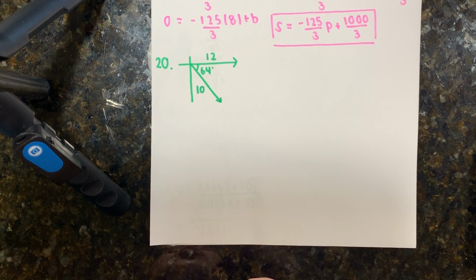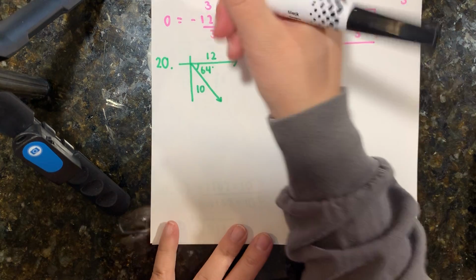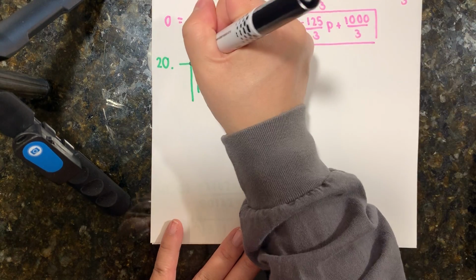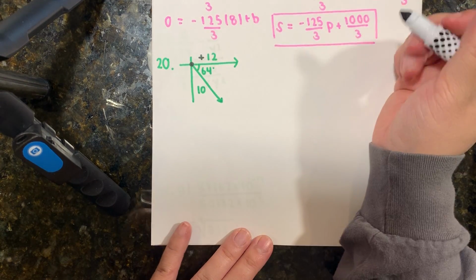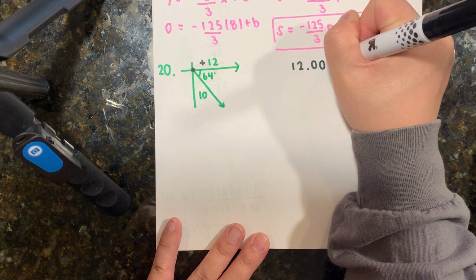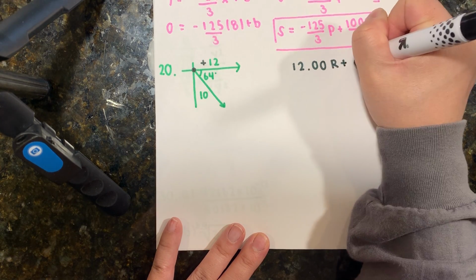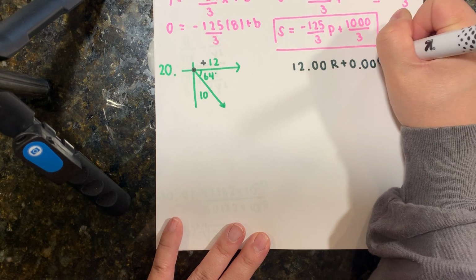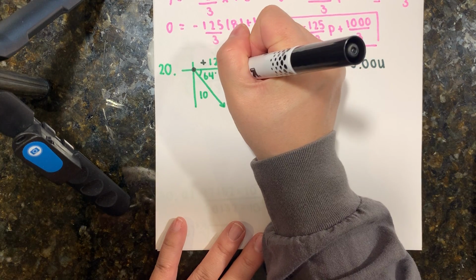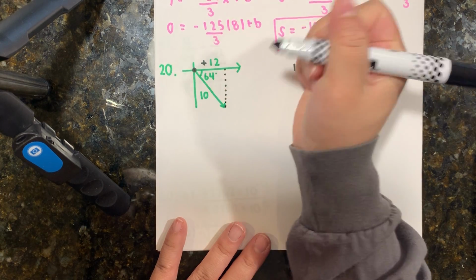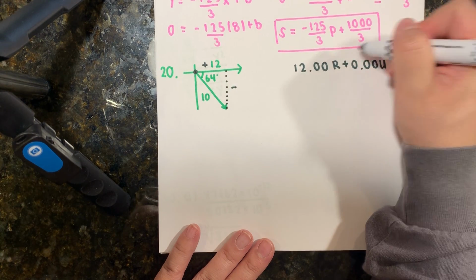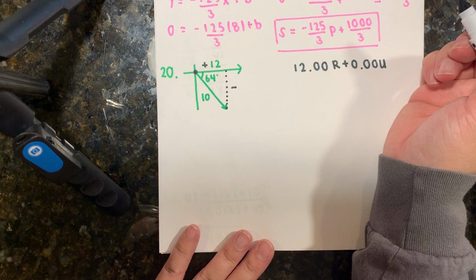Now moving on to number 20. The first thing that we're going to notice is that my first line is going to the right of the origin in the positive direction. So that means the coordinate of that is going to be 12.00 r. It's not going up or down, so you can just say 0, 0, u. Now for the second one, I'm going to draw a right triangle in quadrant 4. It's going to the right of the origin, but then it comes down off the x-axis, which means my u is going to be negative.